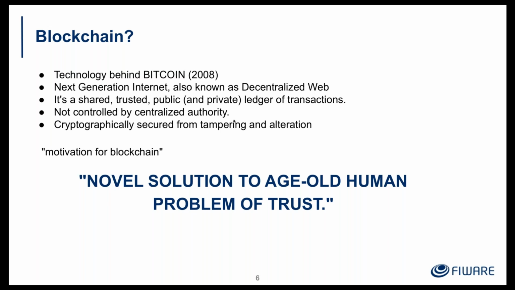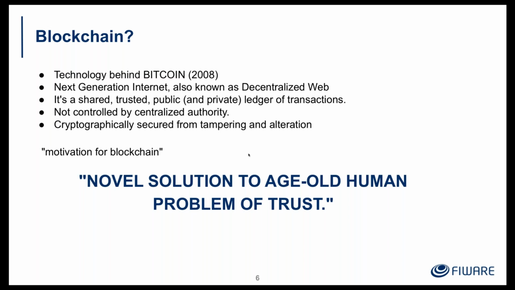It's distributed, and there won't be any delete operation, so that data won't get tampered. To make your data secure, it utilizes cryptography. The main motivation behind this blockchain is to solve the age-old human problem of trust. So if you have any trust issues between organizations, or you want to make more transparency, then blockchain could be a good solution.